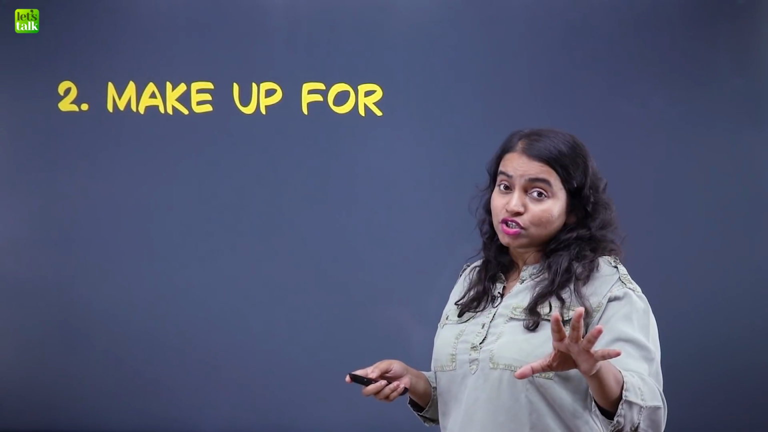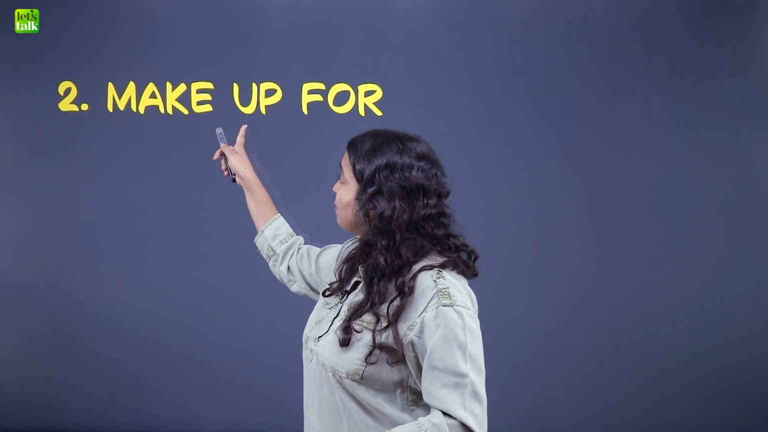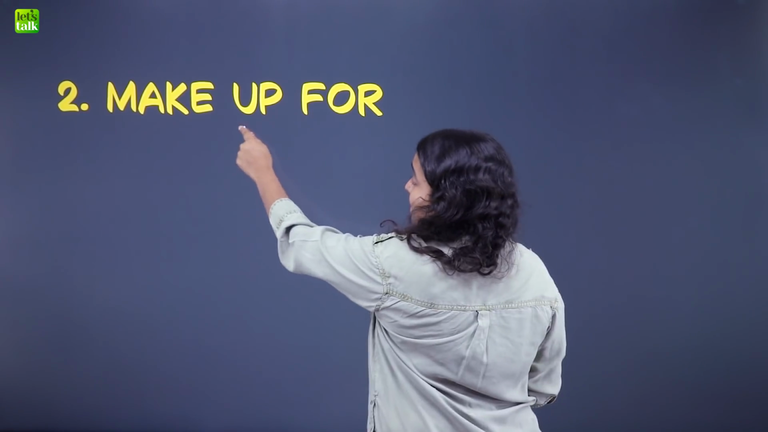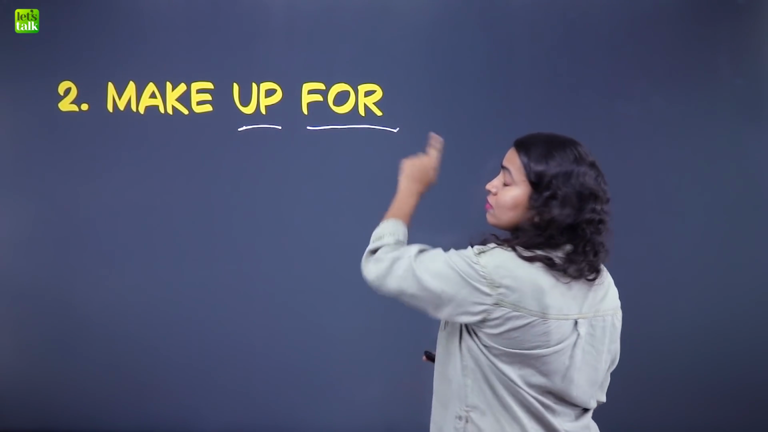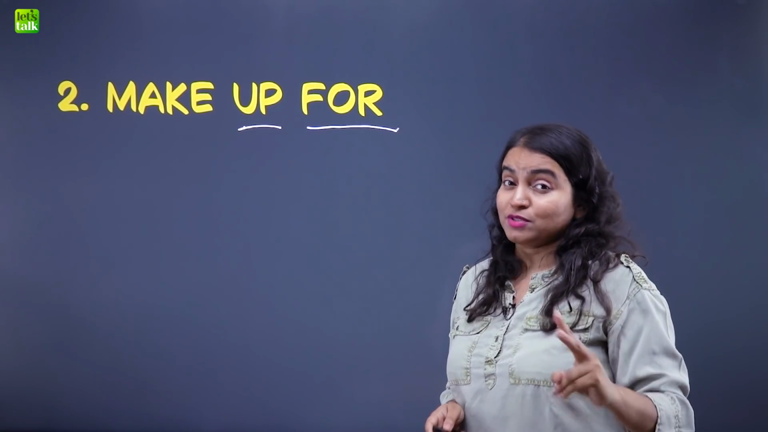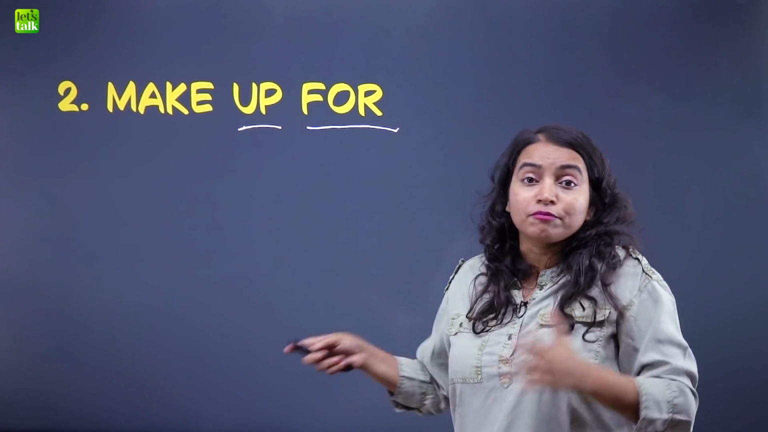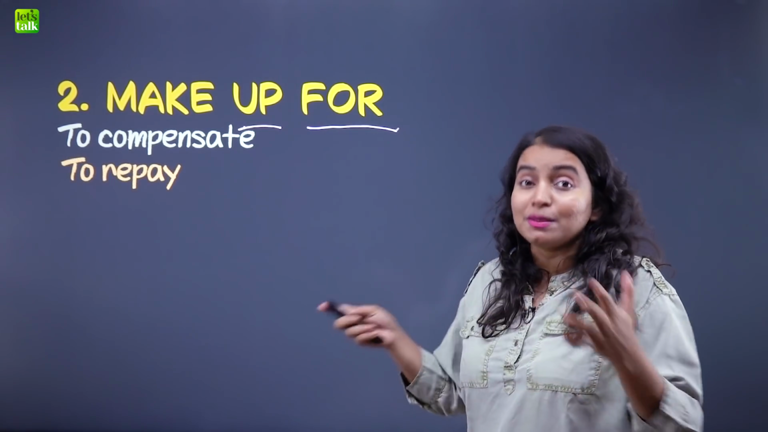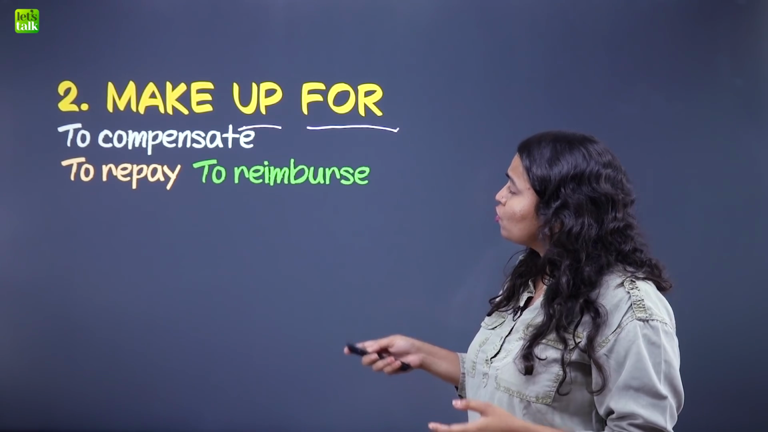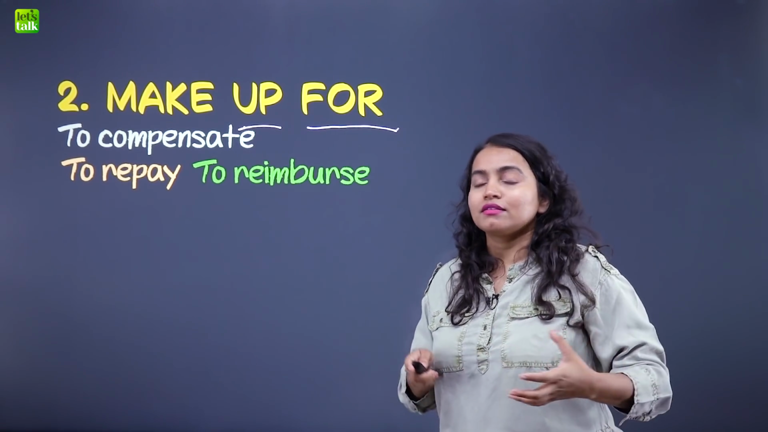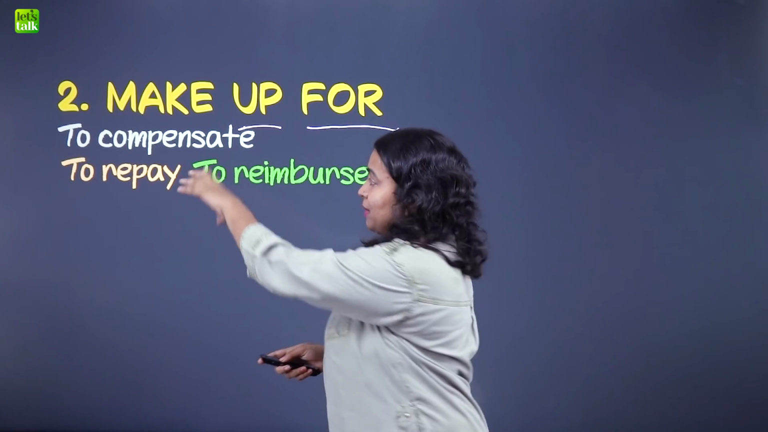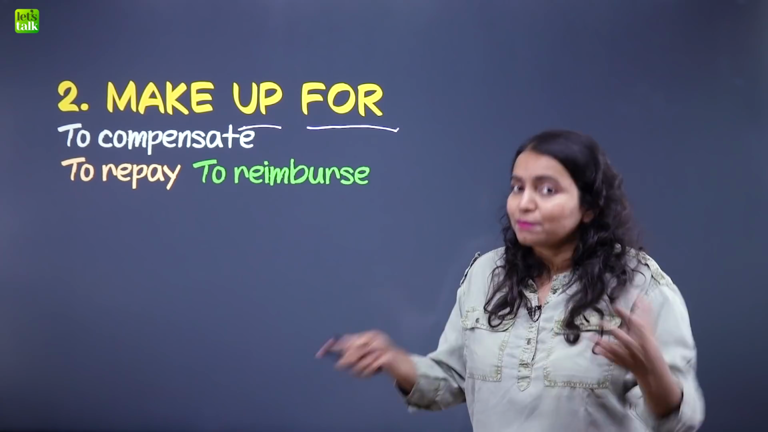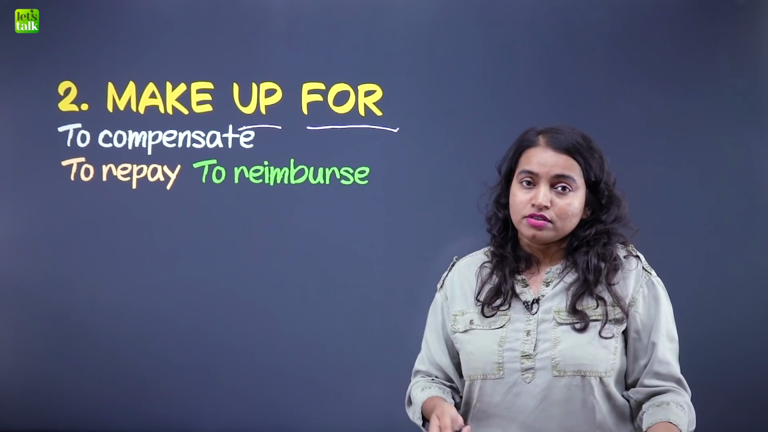Okay, we have another expression which is make up for. Now, please note that we have make up, but we also have another preposition. So we've got two prepositions, and the expression is make up for. It means to compensate, or it means to repay, or it means to reimburse. Now, what do you mean by these words? They all mean the same thing, right? I mean, each of these words, they mean the exact same thing. But what does it mean to compensate or repay or reimburse?